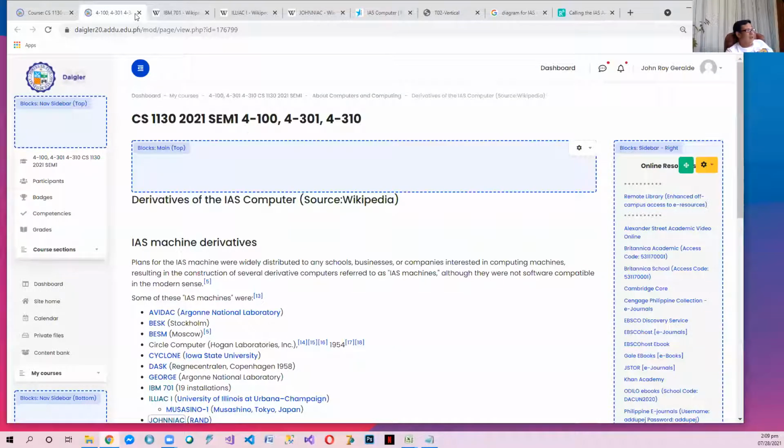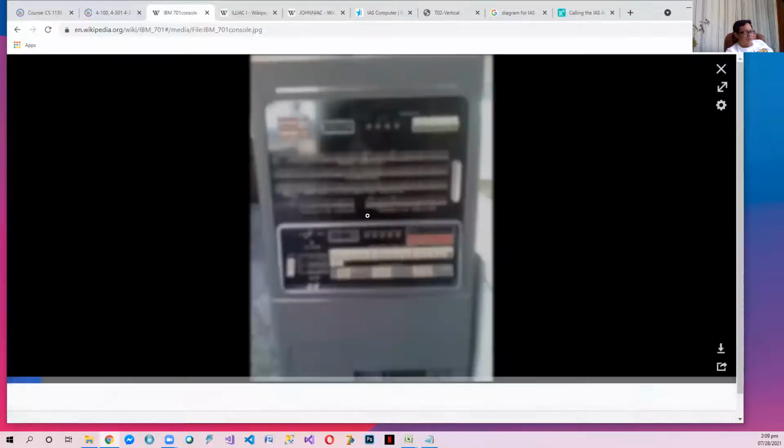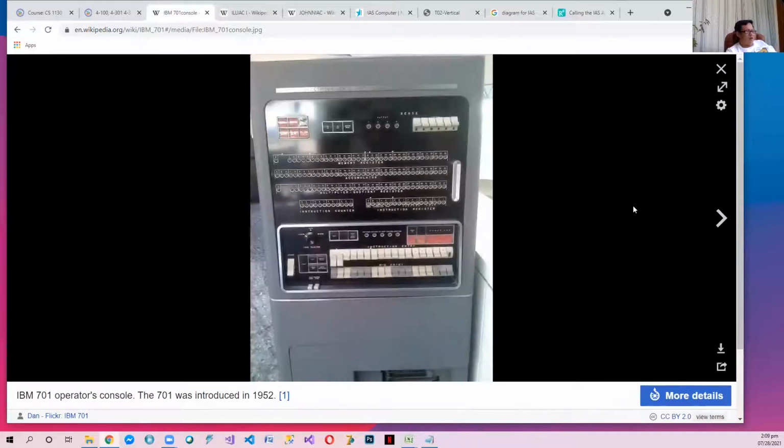Okay, any questions so far? IBM 701, the derivative of the IAS. It's smaller, but it's a mainframe. These are not keyboards, okay? These are just toggle switches. Okay?